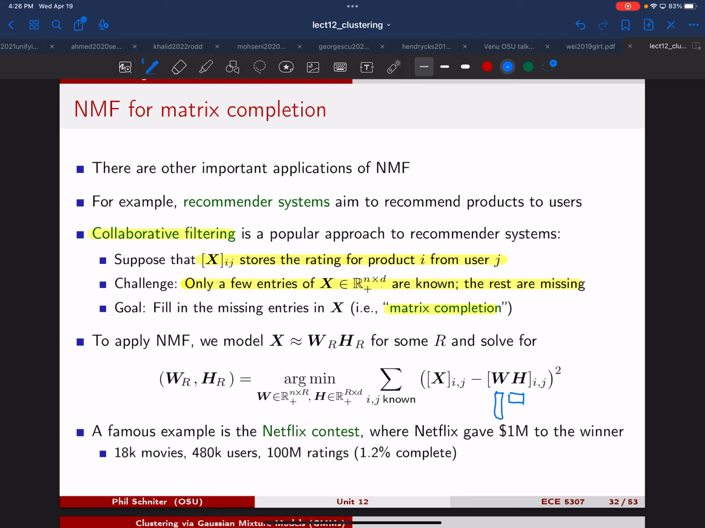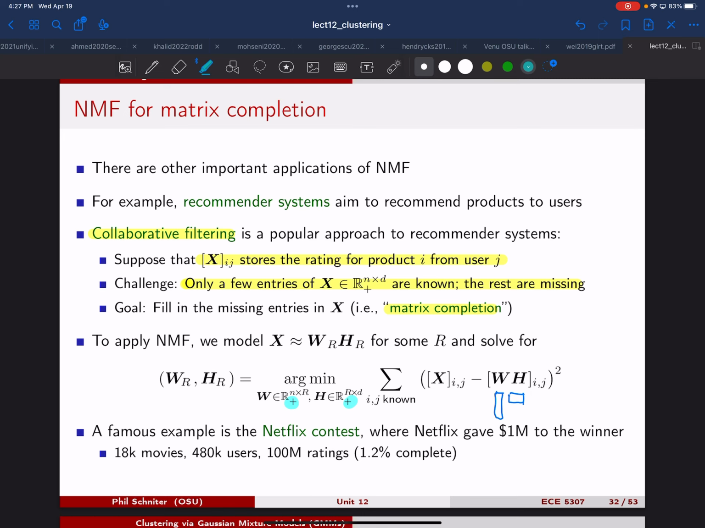If you choose the rank R too small, then you have a bias problem. You're coming up with too simple a model to capture all your users and products. On the other hand, if you make R too big, then maybe you don't have enough data to fit this well. So you have to choose R well. Other than that, the other key thing here is that when you do this minimization, you are assuming that you have positive W and H.